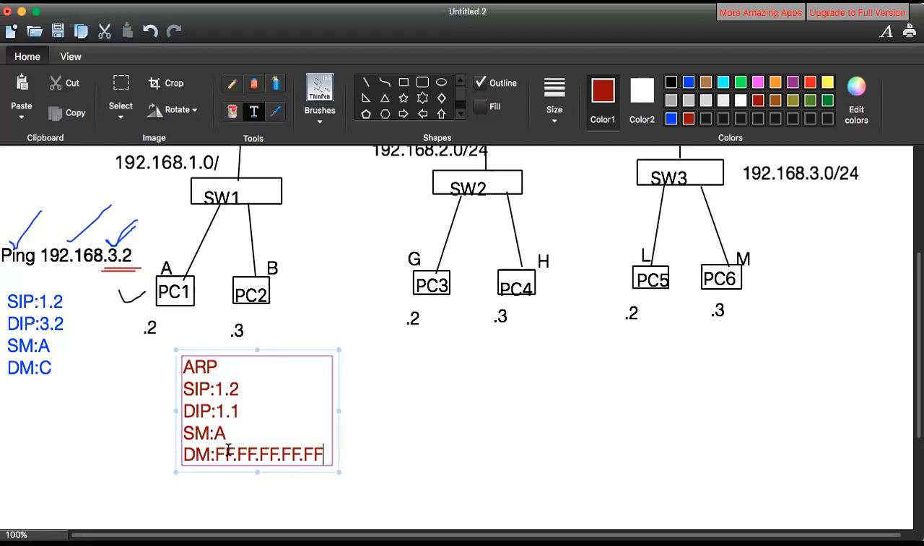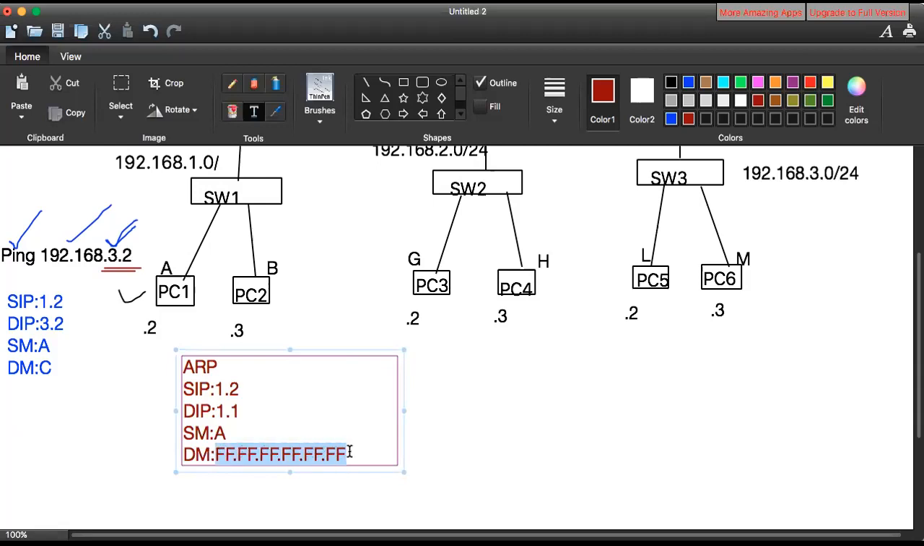How many times is it? 1, 2, 3, 4, 5, and one more. It's broadcast. Broadcast IP, right? Broadcast IP, not IP. Okay, Layer 2 broadcast. This address is called a layer 2 broadcast address. You would have the layer 3 broadcast address as 255.255.255.255. Clear?